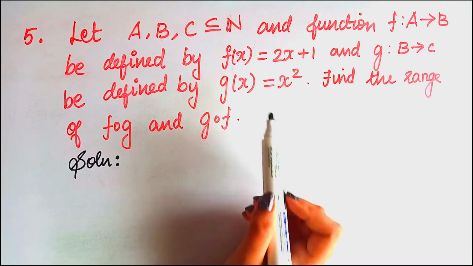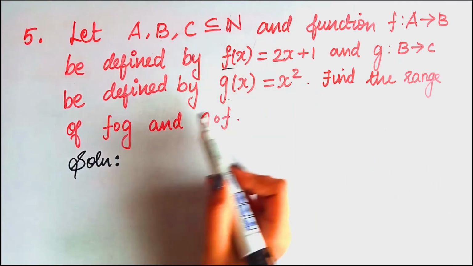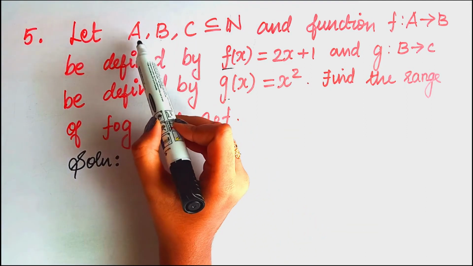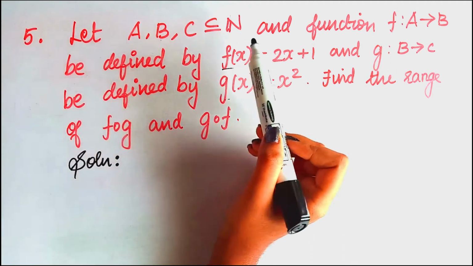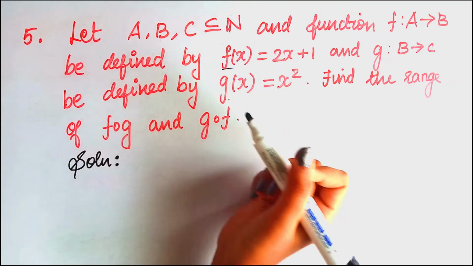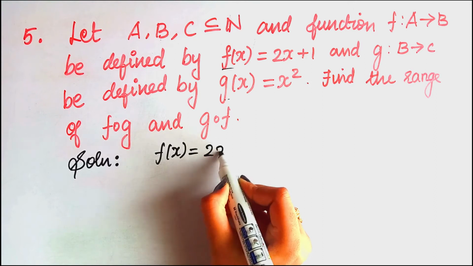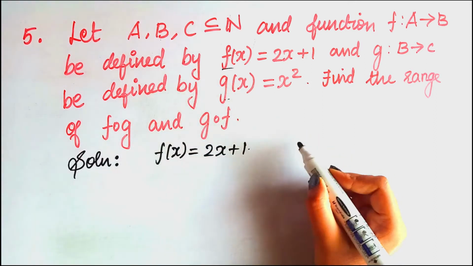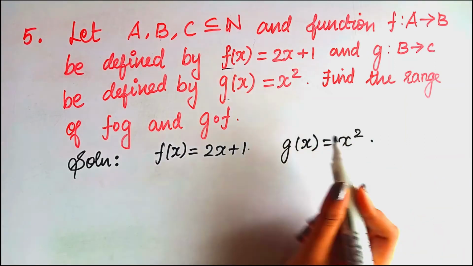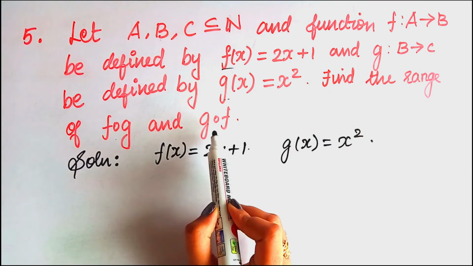Okay, so they have given the value of f of x and g of x, and we have to find the range of f dot g and g dot f. They have given that the elements A, B and C contain natural numbers, so these three are natural numbers. First, let's write the given part, which is f of x is equal to 2x plus 1 and g of x is equal to x square. Now, what we have to find is the range of f dot g and g dot f.